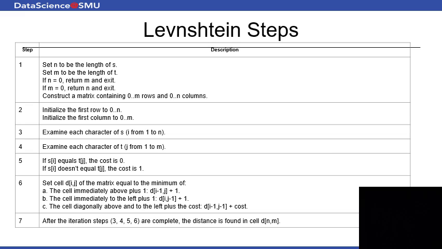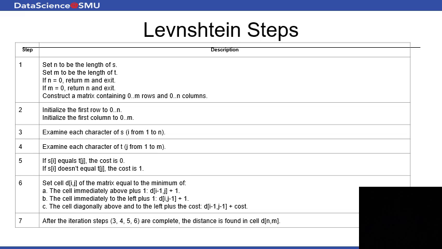Taking the equation from the previous slide, here we are converting that into a more algorithmic or programmatic way of determining the distance between the two strings. We can see here in step 1, we're getting the lengths of the strings, and if either is 0, we return the length of the non-zero string. And if both are not equal to 0, then we construct a matrix with the length times the width being the length of the two strings.